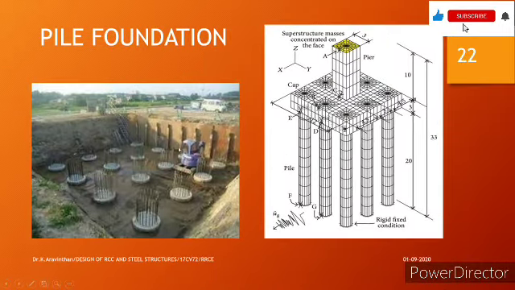You can see an example of this. All the piles are driven into the firm strata. All the piles are driven, and you will be having a pile cap. This cap connects all the piles, and above that you will be having a pier or your column. From that, the superstructure starts.